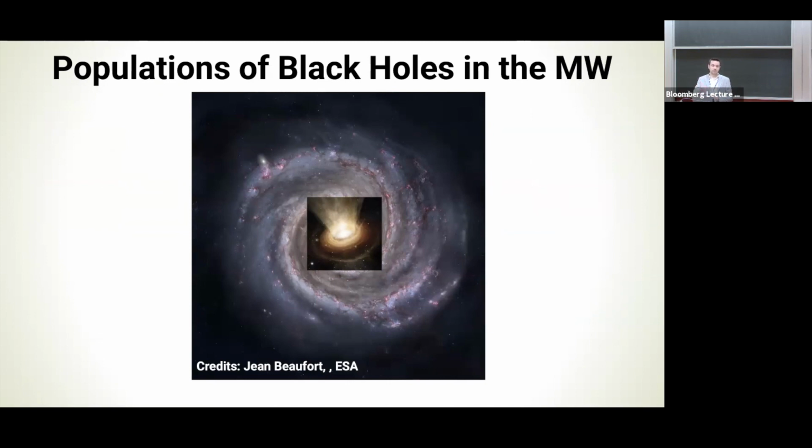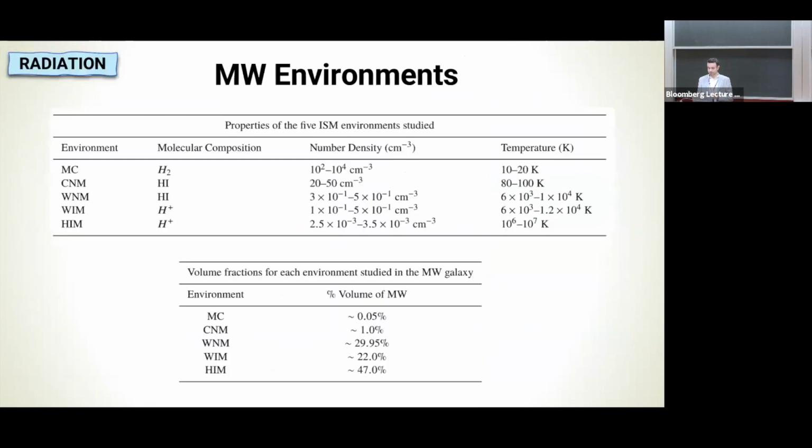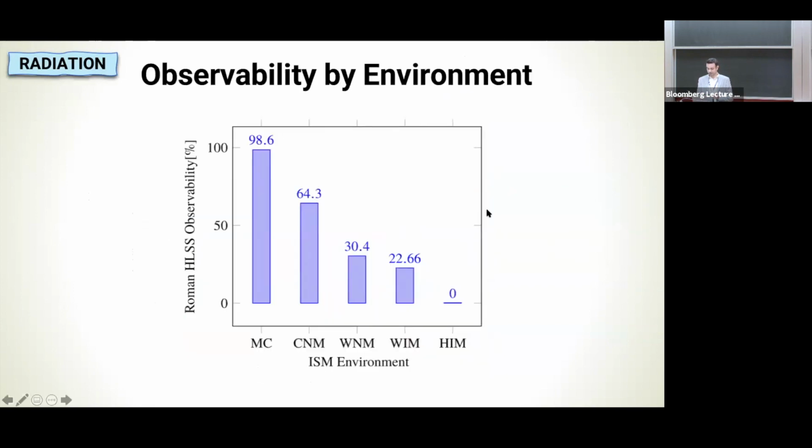I mean, if these intermediate mass black holes end up in a region of the galaxy that is very depleted of gas, we're not going to see anything. Actually, most of the galaxy, we're not going to see anything if you think about the observabilities. You see, in this histogram that I showed you at the end, let's say the hot ionized medium, that is the most common environment in the Milky Way galaxy, is about 47% in volume. You're not going to see anything. So it's very possible. Great.